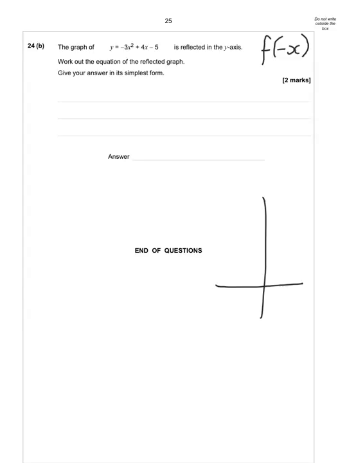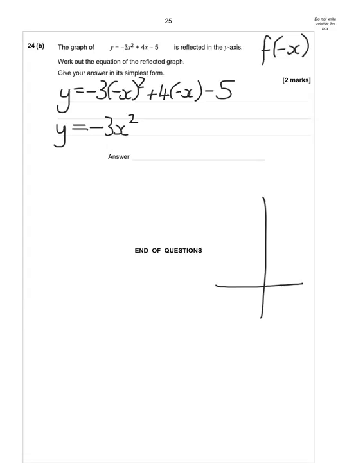So the reflected graph will be y equals minus 3 multiplied by minus x squared, plus 4 multiplied by minus x, minus 5. So let's simplify this. So y equals minus x squared. When you square a negative, you get a positive answer. So that just gives me minus 3x squared. 4 multiplied by negative x gives negative 4x, minus 5. So that is the answer.